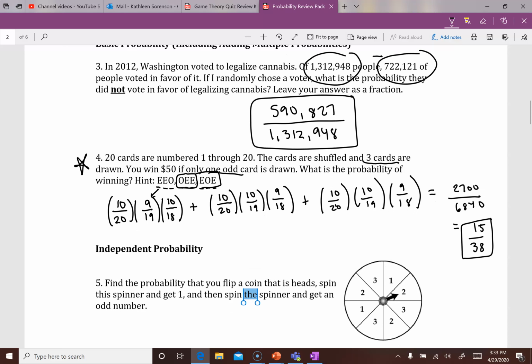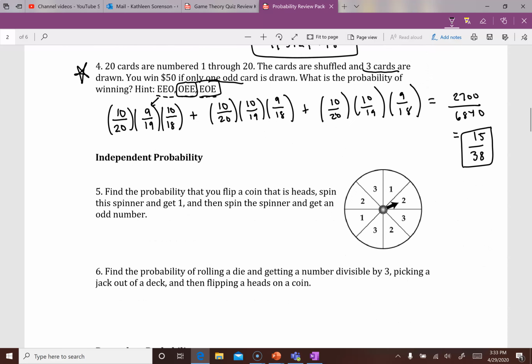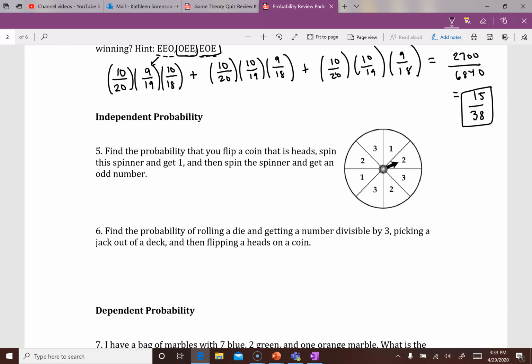If you don't know how to add fractions and multiply fractions, you've got to look that video up on your own. All right, next one here, find the probability that you flip a coin that's heads, then spin the spinner and get a 1, and then spin the spinner and get an odd. So that's going to be the probability of getting a heads, and then spinning a 1, and then getting an odd.